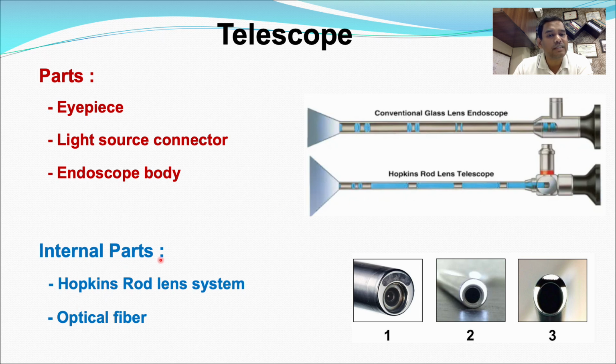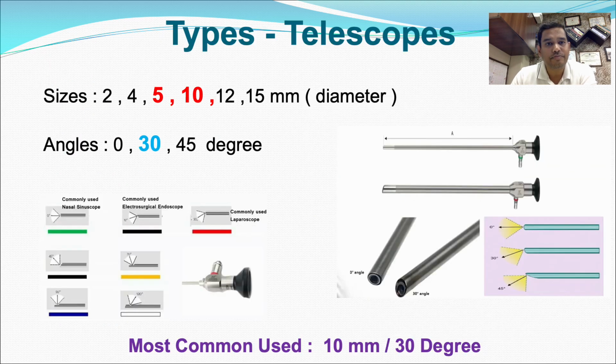On internal part examination, one is the rod lens system, and at the periphery you will find the optical fibers which emit light inside the abdomen. So you can see the arrangement here. This is for the light fiber cable. Here also you can have various arrangements. Even in this you have a different type of arrangement for the optical fiber.